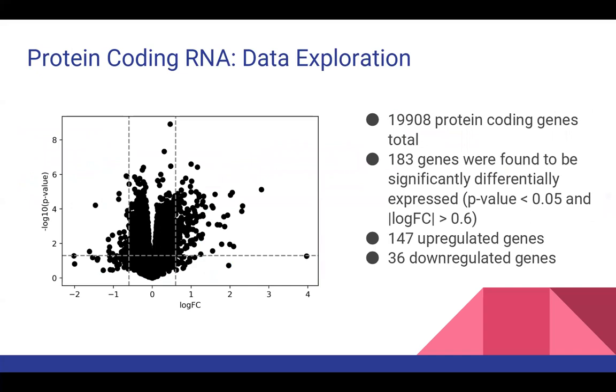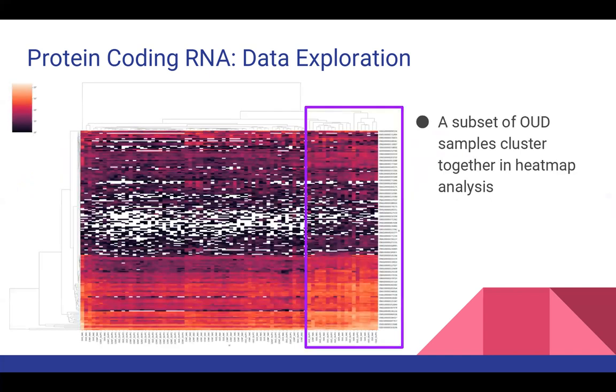For protein coding RNA, differential gene expression analysis revealed 183 significantly altered genes in OUD, with 147 upregulated and 36 downregulated genes. Heat map analysis of the samples revealed a cluster of OUD samples characterized by upregulation of several significant genes.